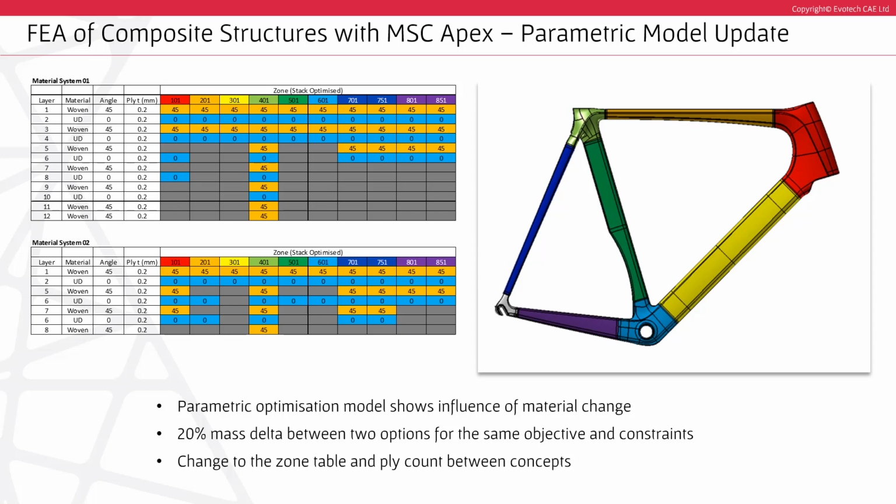So with these updates run through, we can look at the zone table and ultimately the composite structure between the two different concepts. If we focus on two different regions, so maybe the head tube, with material system 1, we've got a stacking sequence. With material system 2, we might predict a different stacking sequence and a different use of material within that region. For the seat mast junction region, there's lots of load distribution and load transfer going on here. So we've got a different laminate predicted for two different material systems, where we might have different strength and stiffness characteristics.